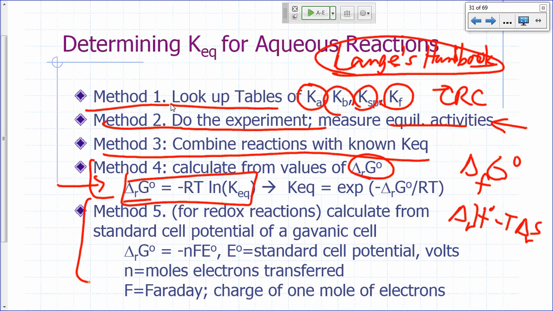For redox reactions, we talked about this too when we had electrochemistry, and delta G naught is just negative n times the Faraday constant times the standard cell potential. And so if you know delta G naught, you can calculate KEQ. All right, so we're going to see some examples of these, okay? So that's the rest of the way. We're just going to look at specific examples.